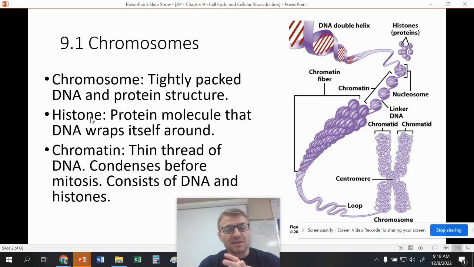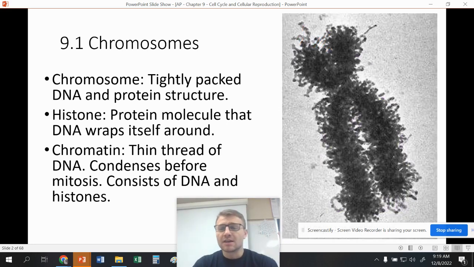Okay, chromatin. This is the thread-like structure of DNA and the histones. You can see the chromatin fibers. They're going to start to condense into this chromosome form. Now, this is what a chromosome actually looks like. This is an actual photo of a chromosome. You can see those threads, those chromatin structures. Yeah, it's a chromosome.